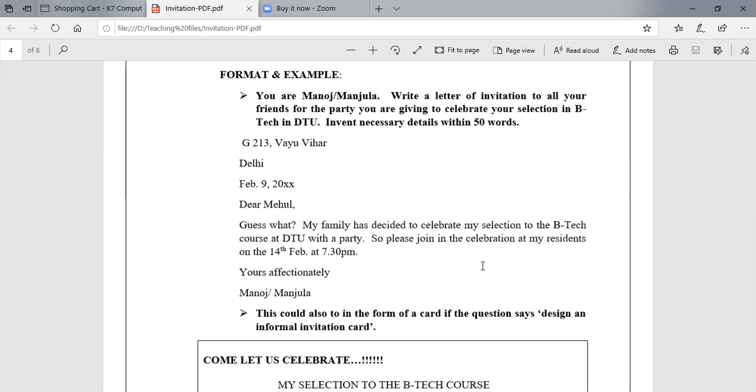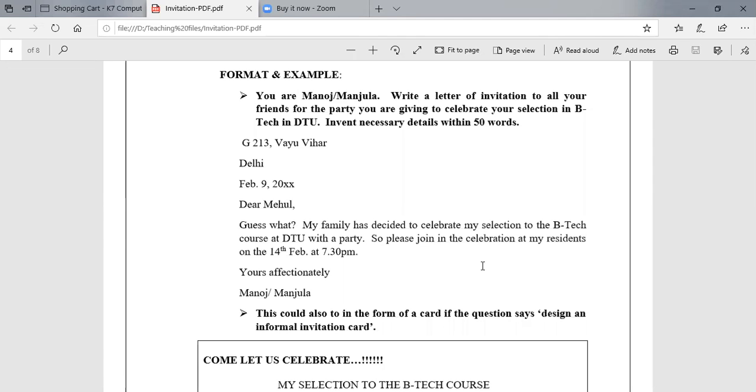Write a letter of invitation to all your friends for the party you are giving to celebrate your selection in BTech in DTU at the particular university. Invent necessary details within 50 words. So we have to write the answers. That means first one, sender's address without name, date with the format, then salutation, dear Mehul. That means the receiver's first name Mehul, and then guess what? That is not a formal question, it is an informal question. That's why we used guess what and a question mark.